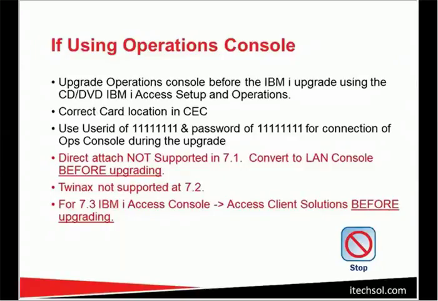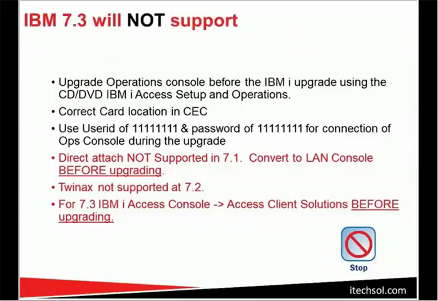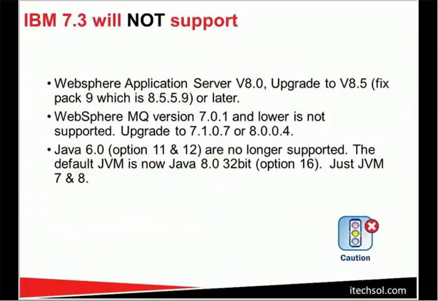For 7.3, LAN console is still supported, but the client that you run on the PC needs to not be the IBM i Client Access, but the Access Client Solutions, which is the Java-based client, and you need to do that beforehand. I've seen a couple people get bit on that, so it's pretty important to make sure you get that straight. Now, we did this slide for 7.2, so let's do it for 7.3.